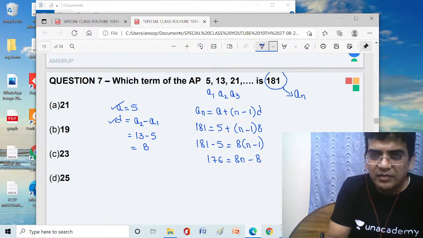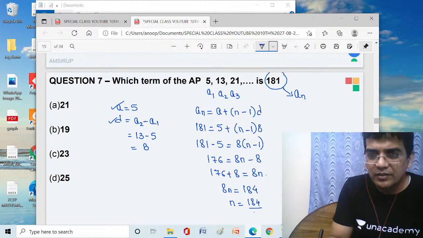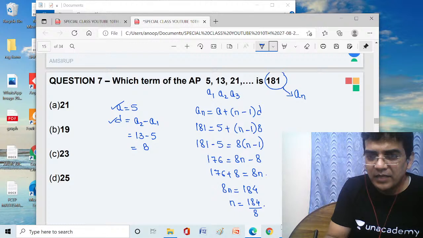So this minus 8 will be added to it. This is 8n. So 8n is equal to 184. So what will be n? 184 upon 8. And when I divide it by 8, 8 twos are 16, carry over 2, and 8 threes are 24. So value of n is 23. So my answer will be C.